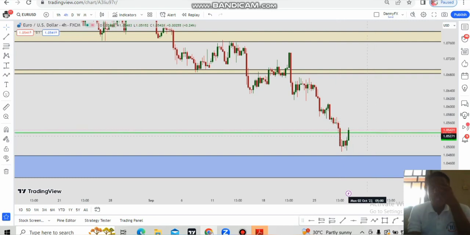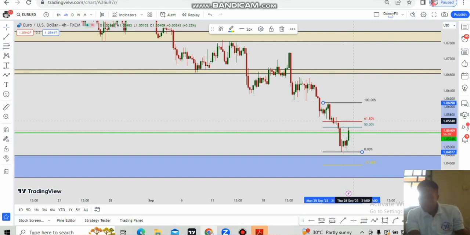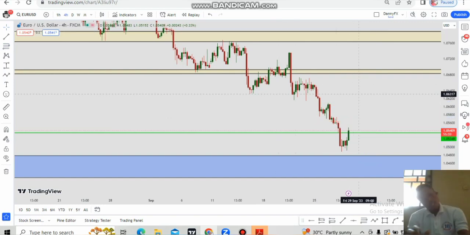So we're expecting the market now to start to create a series of rejections at this point. Or draw your Fibonacci from this swing high to this swing low. We're expecting Euro USD at 1.05634. Okay, so that's Euro USD in a nutshell.